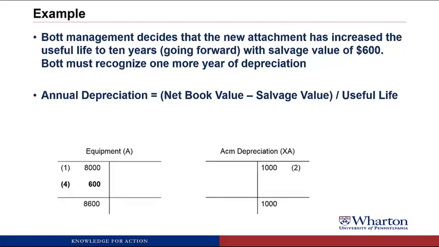Let me remind you where we are in terms of the net book value. We have $8,600 balance in equipment account, $1,000 balance in accumulated depreciation. So that's a net book value of $7,600. Let me throw up the pause sign and we'll see if you can calculate the new annual depreciation under these assumptions.